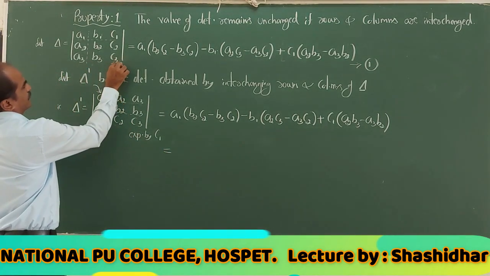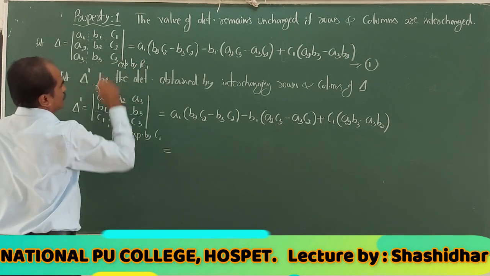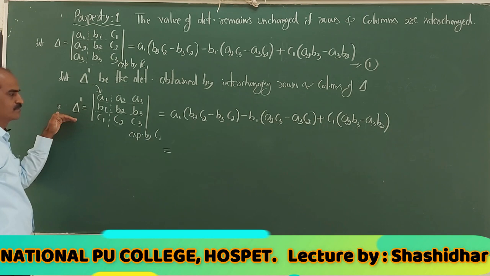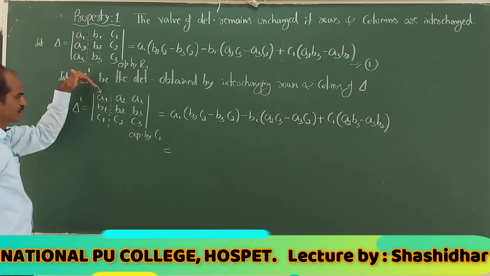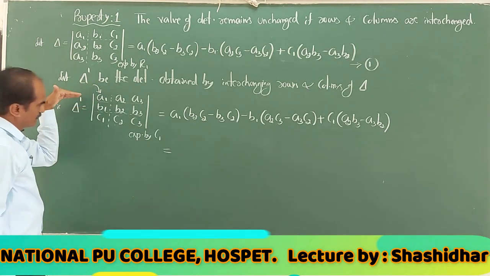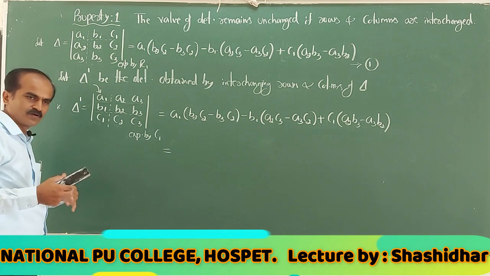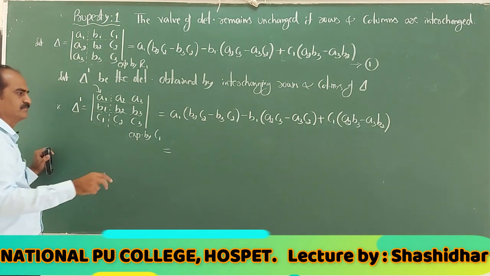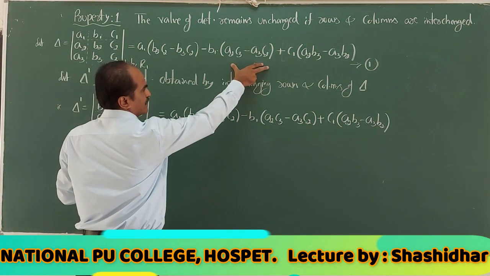So here we expanded by R1 or any row column I can expand. After interchanging rows into columns, I have to show this delta dash is same as delta. For convenience, I have chosen column 1. Even you can prove it by expanding by R1, but it takes long time. Instead, I have taken column 1 because the value remains same. So on expanding by column 1, I get the same expression as that of 1.